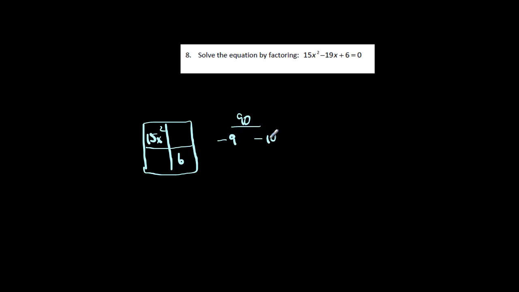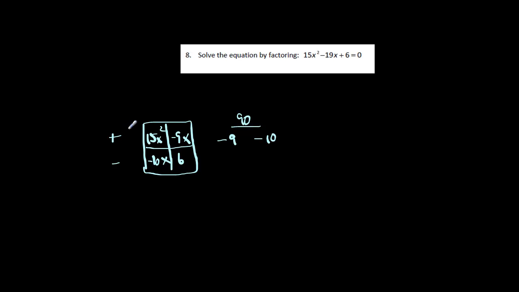Number 8, solve by factoring. You can use the box method for this one. So 15x squared, 6. My AC is 90. Instead of writing 1 and 90 and 2 and 45, let's look at negative 19. We know that the same signs are going to be given. Both are going to be negative. So what adds up to 19 that multiplies to give you 90? That would be 9 and 10. So we know that that's going to be our pair.